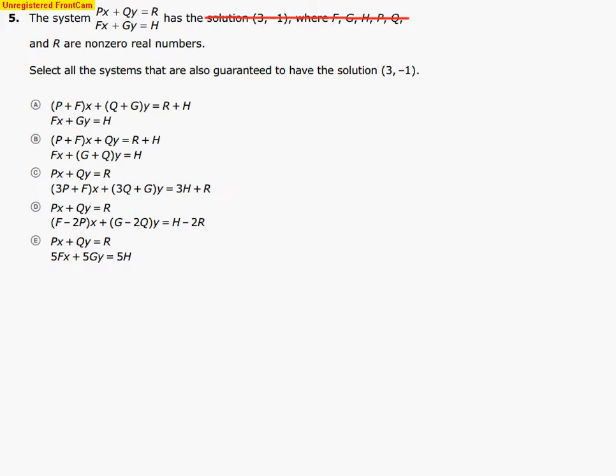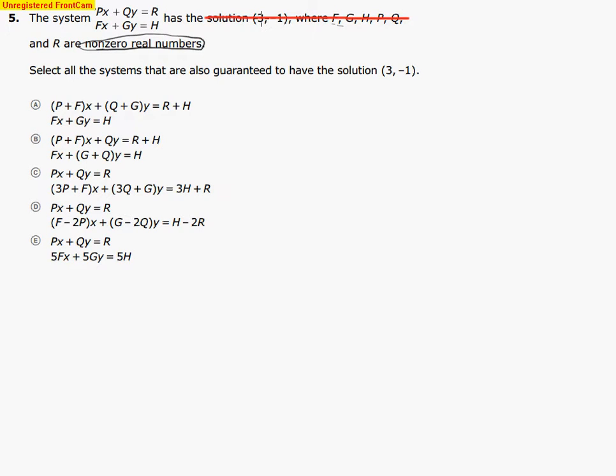Here we're going to work on a system of equations. The system is given right here with coefficients instead of numbers. Usually all of these, the P, F, Q, G, H, R, would be numbers. Over here they tell you that F, G, H, P, Q, R are non-zero real numbers, and they also say it has a solution. So we just know these have a solution.